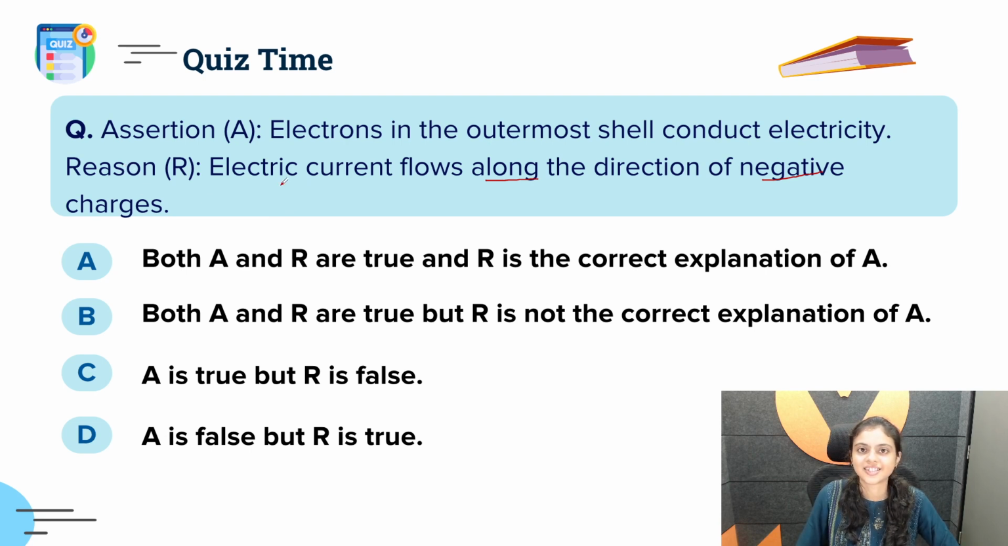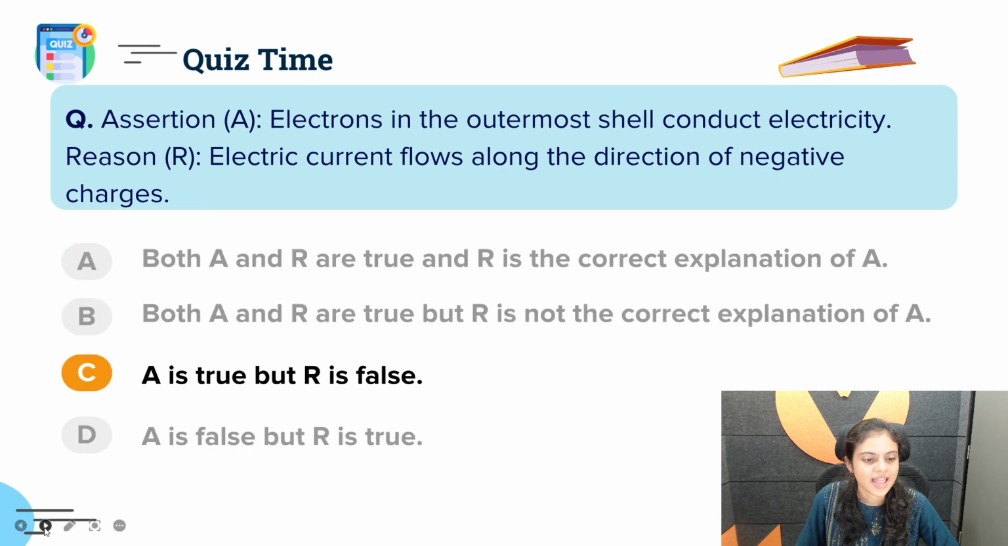No, this is wrong, right? They have given it wrongly. A is right. So which option are you going to choose here? Which one? It's C, right? So we are correct. A is true, but R is false.